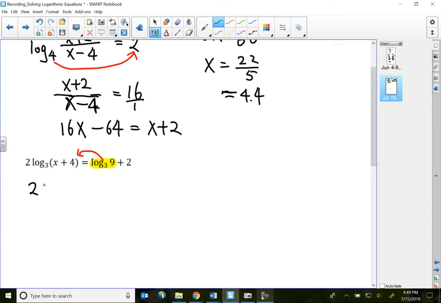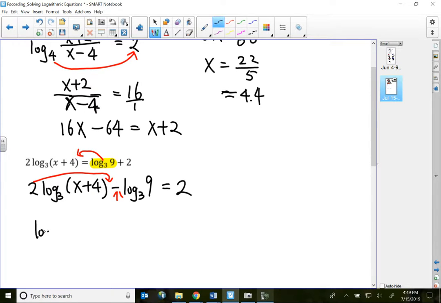All right, so that's 2 times log with the base 3 of x plus 4 minus log with the base 3 of 9 equal to 2. All right, so let's go back to single logarithm. Subtraction sign here becomes division. This 2 times is supposed to go back up to the exponent. So I get log with the base 3 of (x plus 4) whole thing squared over 9 is equal to 2.